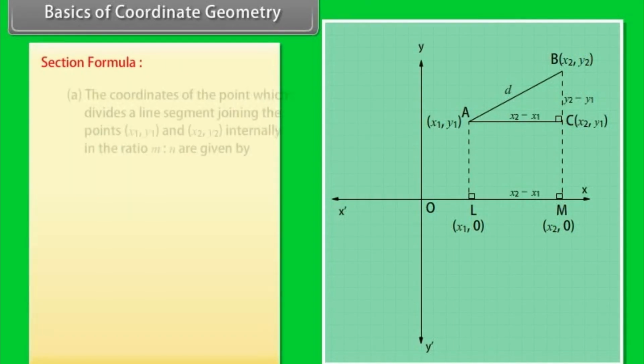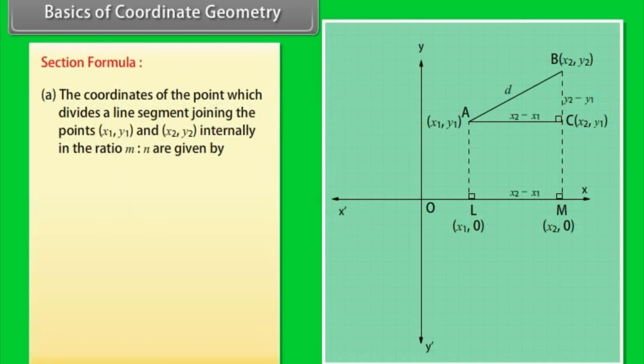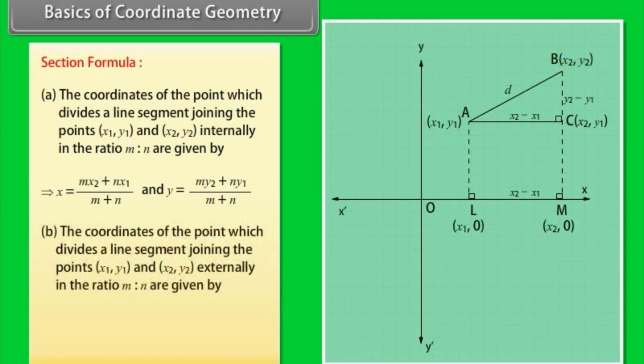Section formula. The coordinates of the point which divides a line segment joining the points (x1, y1) and (x2, y2) internally in the ratio m:n are given by the following. The coordinates of the point which divides a line segment joining the points (x1, y1) and (x2, y2) externally in the ratio m:n are given by the following.